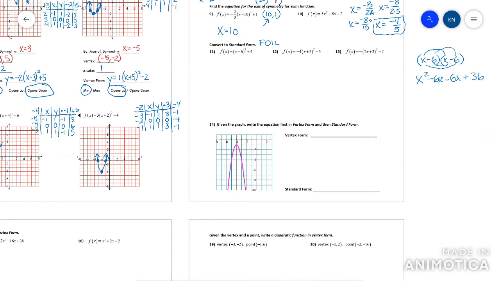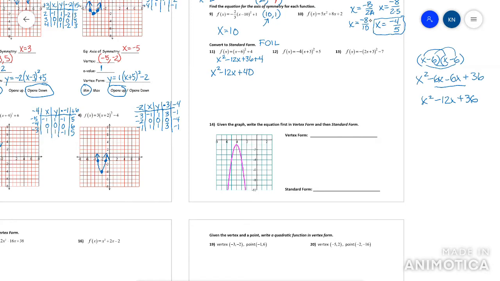Then you'll have to combine some like terms here. So minus 6x minus 6x makes minus 12x, and then plus 36. So that's the FOIL of this part. But that's not all of it, because you have x squared minus 12x plus 36, but then there's a plus 4 at the end as well. So you have to add 4 after foiling. So my answer here is x squared minus 12x plus 40.